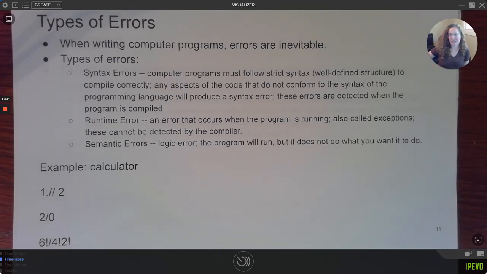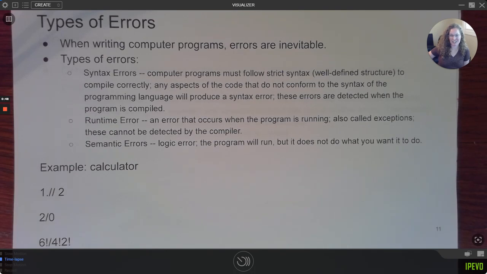All right, today we want to look at types of errors. So last time we talked about debugging and what debugging is, and that's looking for errors. And so we want to talk about the kinds of errors that can creep into programs when you write programs, because errors are inevitable, unfortunately. So we can divide types of errors into three different categories: syntax errors, runtime errors, and semantic errors.